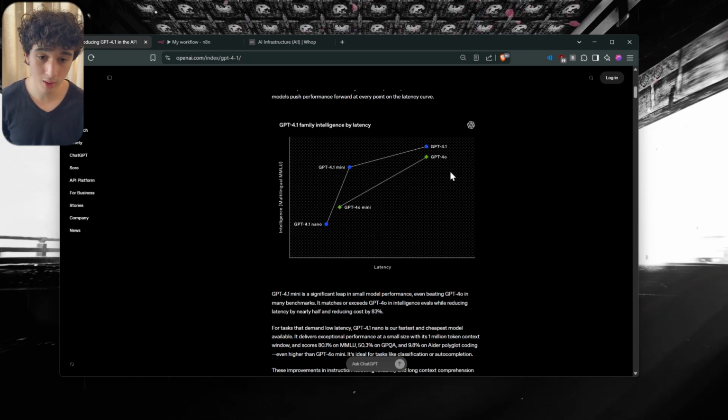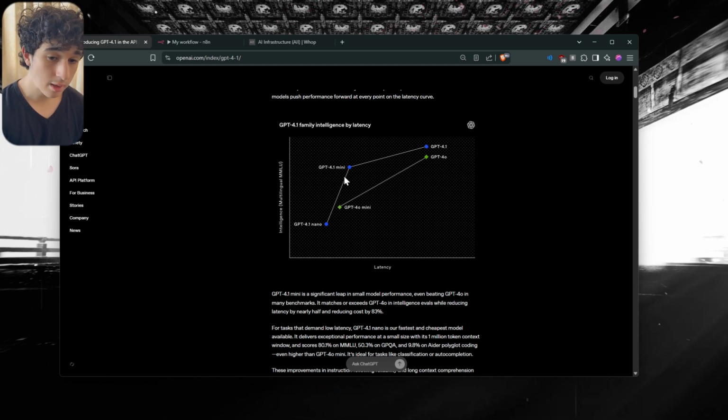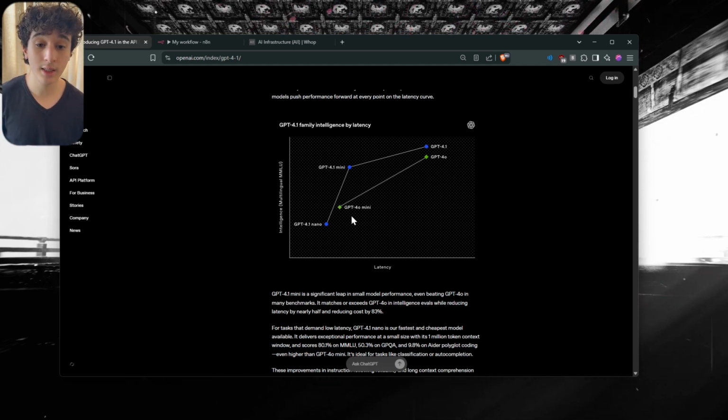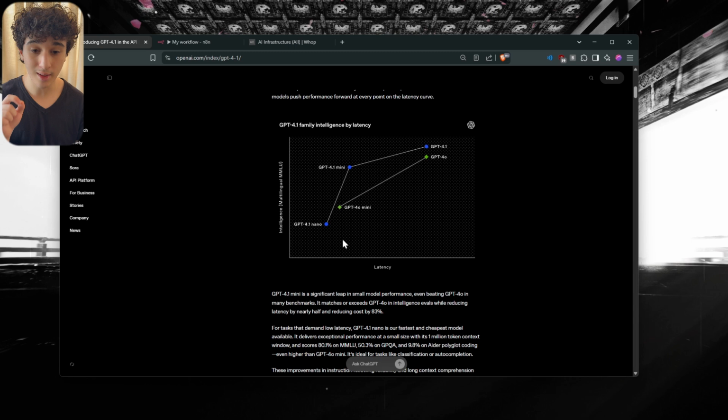Now, this is probably going to be the most common thing that people use when building AI agents because it's the perfect mix between getting that high amount of intelligence. As you guys can see, it's much more intelligent than 4.0 mini while having slightly more latency, but I think the extreme increase in intelligence is definitely worth it.